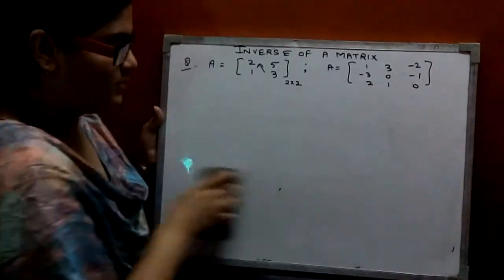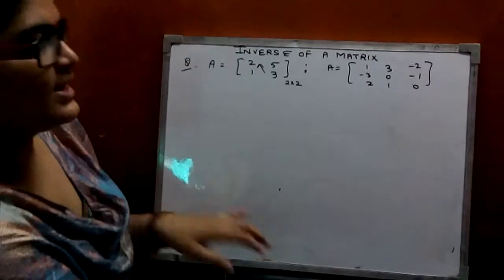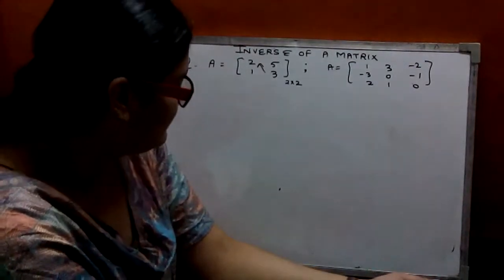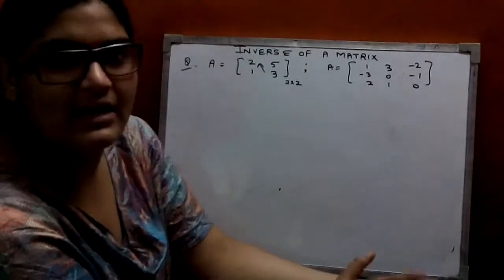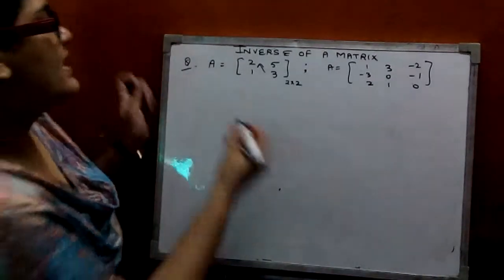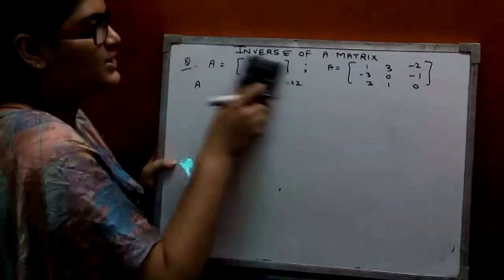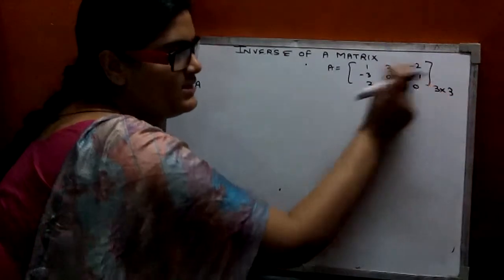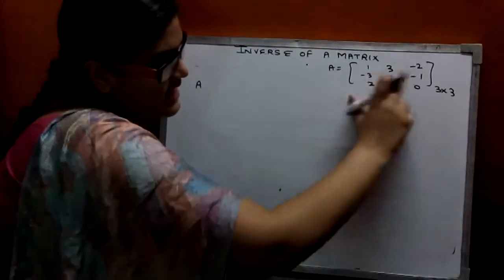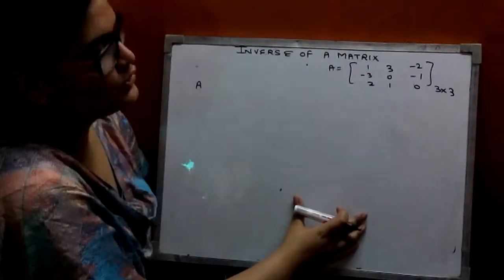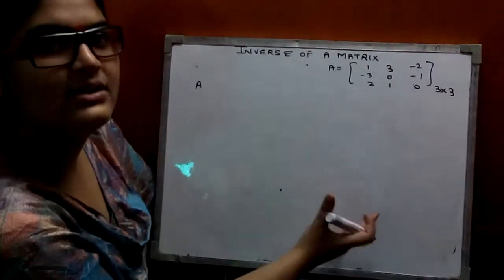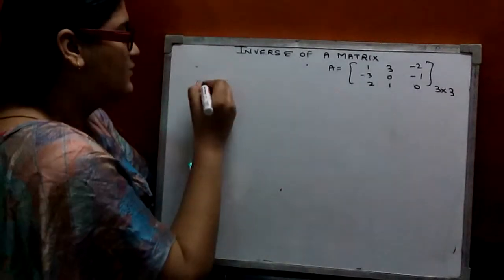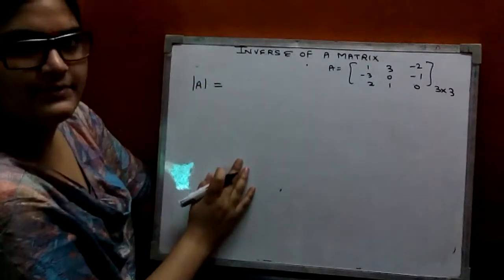Firstly, you have to confirm whether the matrix is singular or non-singular. So how can we confirm or make sure of that? You have to find out the determinant. The question is a 3 by 3 matrix, of order 3 by 3, as there are 3 rows and 3 columns. So this is a square matrix, as the number of rows and columns are equal. Now the turn is to find out the determinant.